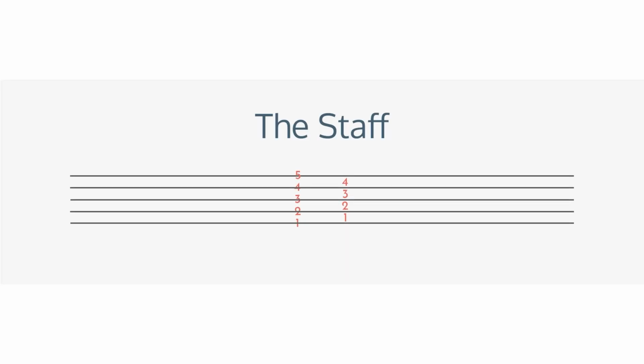The staff is 5 lines which contain musical notes. The staff comprises 5 lines and 4 spaces. The lines and spaces represent the white keys on the keyboard.